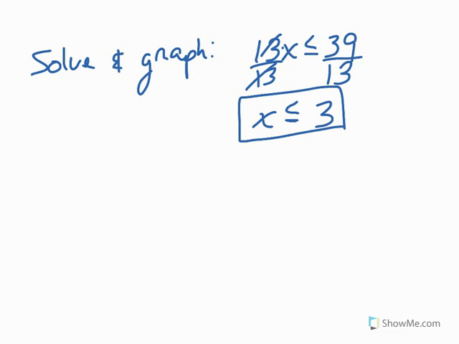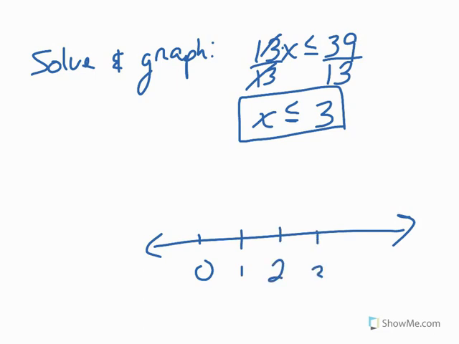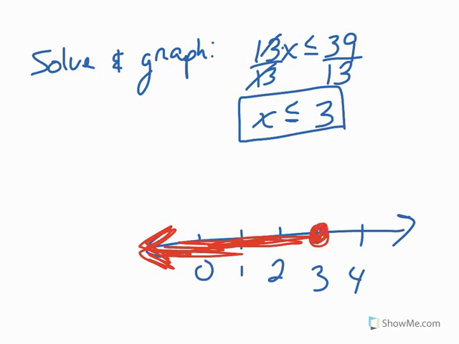But we are also asked to graph it. So let's go ahead and graph it. Here's number 0, 1, 2, 3, 4. Let's go ahead and graph everything that's less than 3. So that's everything to the left of 3 is less than 3. Because we are graphing numbers less than or equal to 3, we put a closed dot in there.